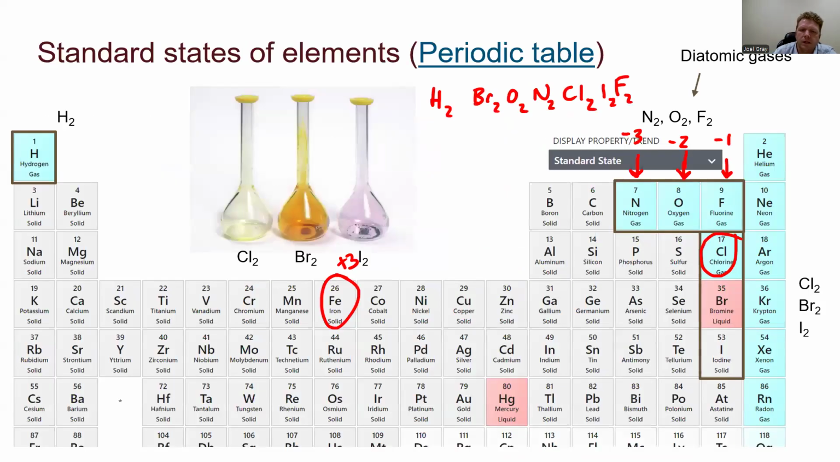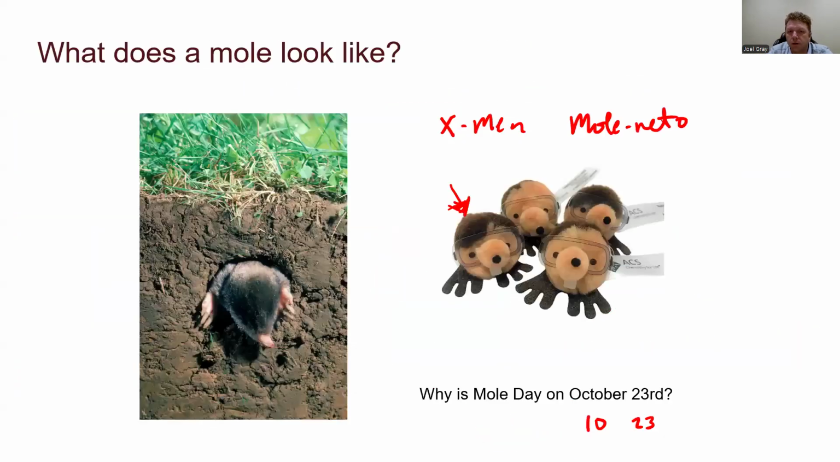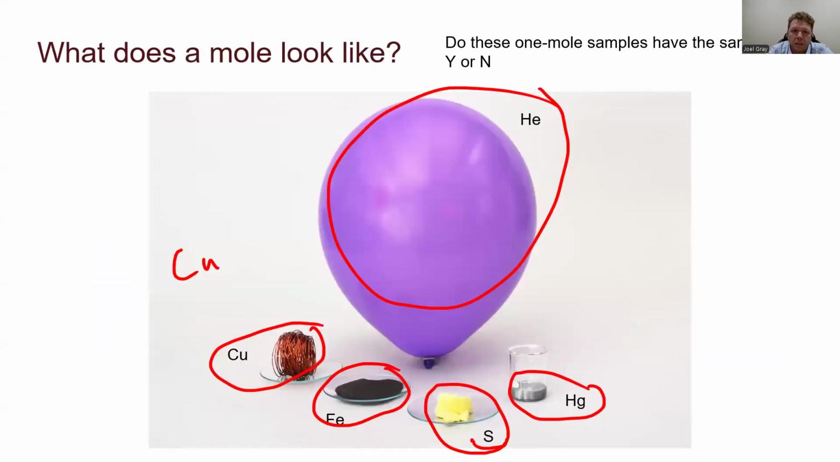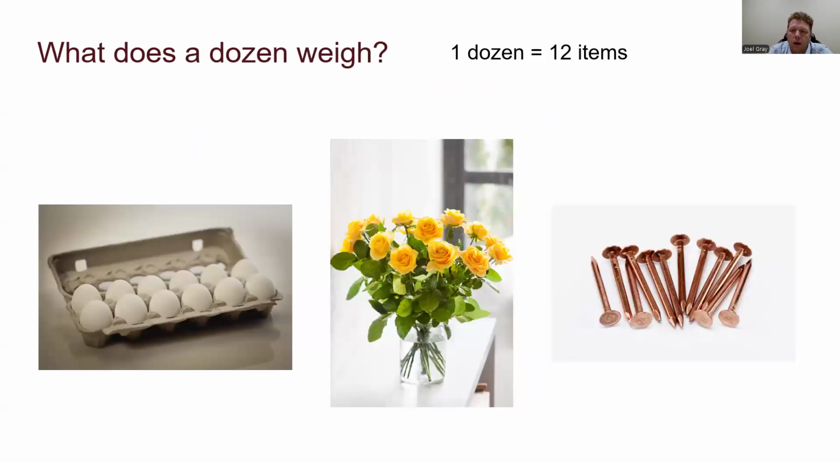If we look at the periodic table and we look at a helium atom versus a sulfur atom versus an iron atom, one atom of iron has 26 protons. One atom of sulfur has 16 protons. These atoms are different from one another, and that's going to display itself in what these samples look like.